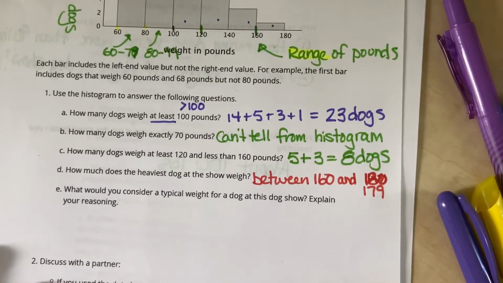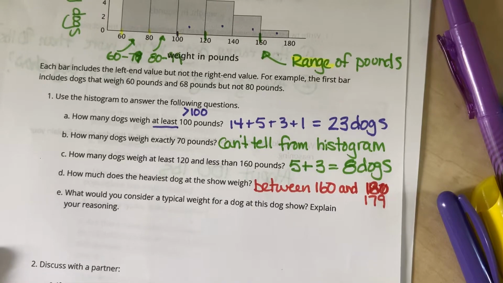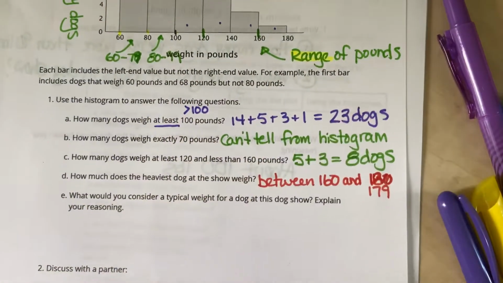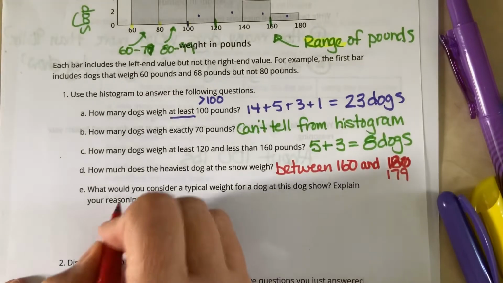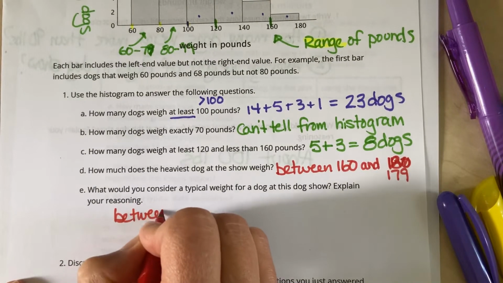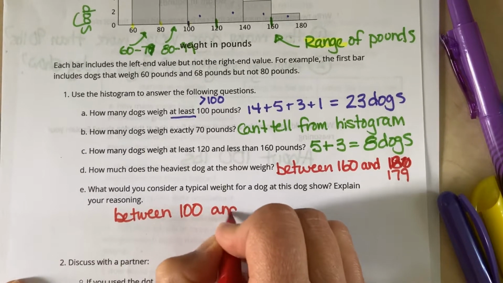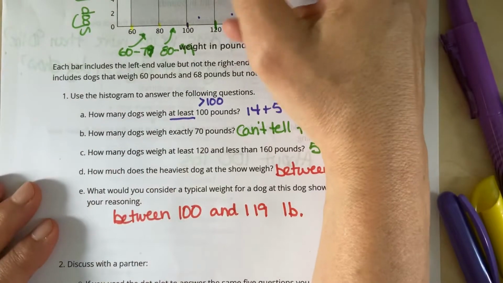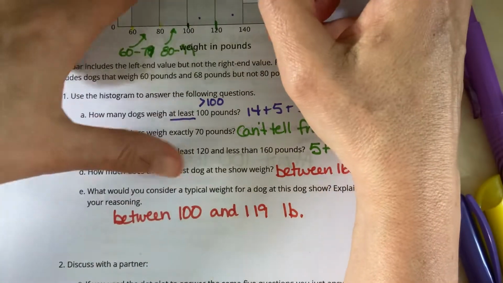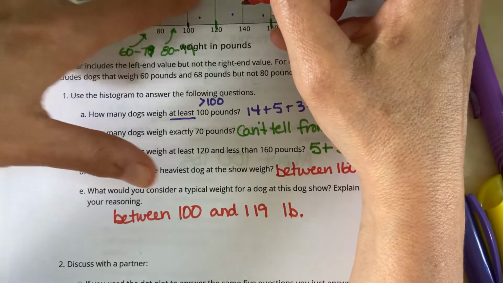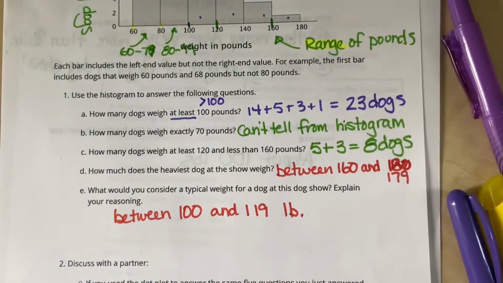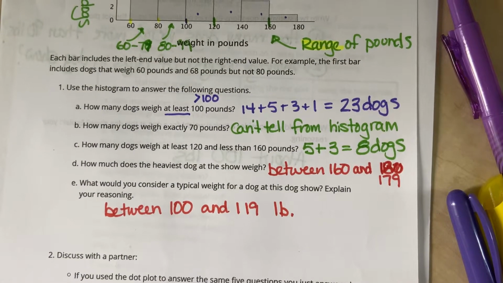All right, what would you consider a typical weight for a dog at the dog show? I would look at this bar graph and I would probably say this bar's in the middle and it has the most, so I would say a typical weight looks like it's between 100 and 119 pounds. Okay, so I'm looking at this has the most. I mean, these bars are a little bit less, so I could go a little bit towards the 100. Okay, but I know it's probably going to fall in this range. Okay, somewhere between 100 and 119.